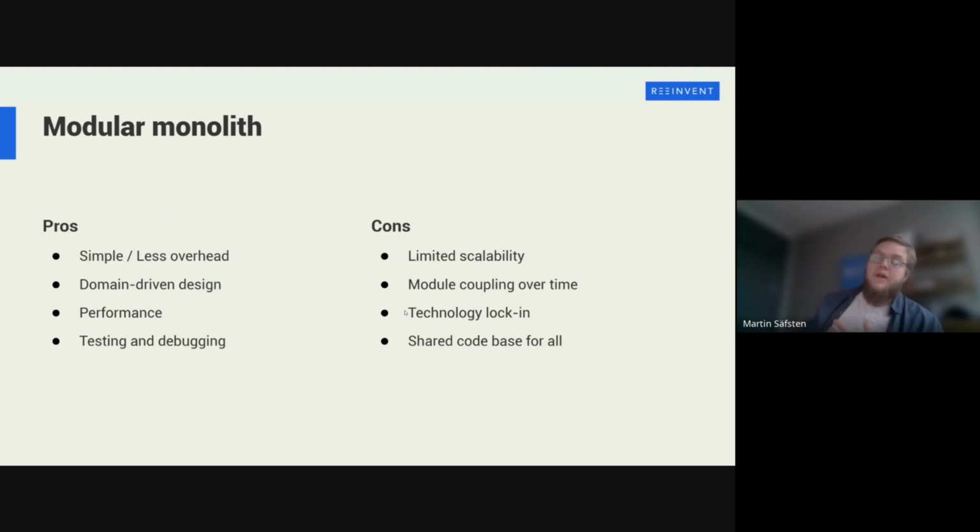The pros of a modular monolith are the simplicity and the domain-driven design principles. The process of defining domain-driven systems is the core of the design, and that is a really big topic, domain-driven design. I encourage you to read a little bit about that. But this is one of the core concepts of the modular monolith.